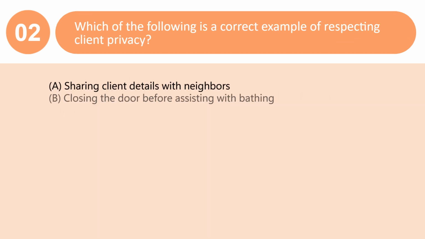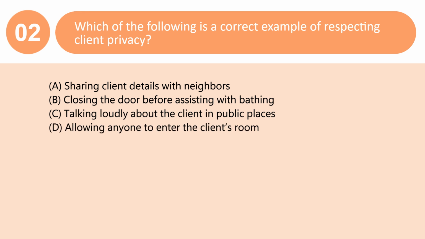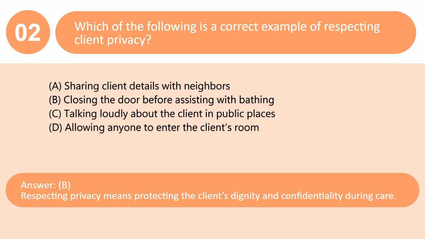Which of the following is a correct example of respecting client privacy? A. Sharing client details with neighbors. B. Closing the door before assisting with bathing. C. Talking loudly about the client in public places. D. Allowing anyone to enter the client's room. Answer, B. Respecting privacy means protecting the client's dignity and confidentiality during care.